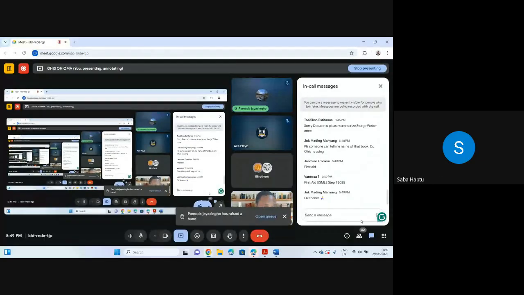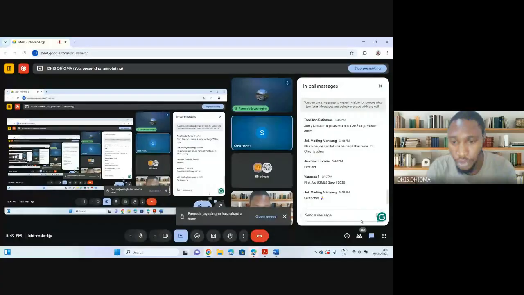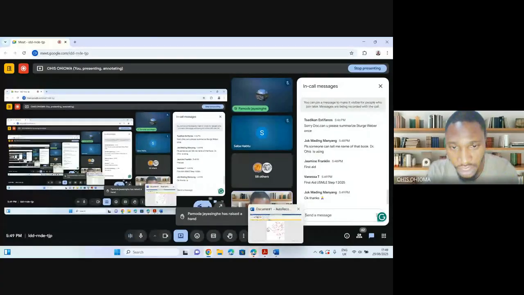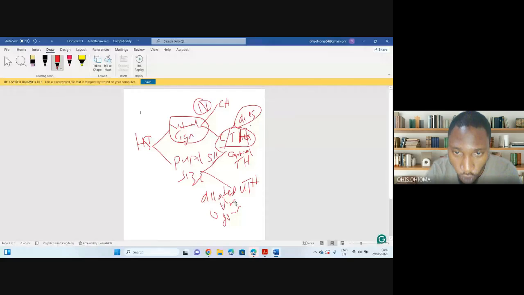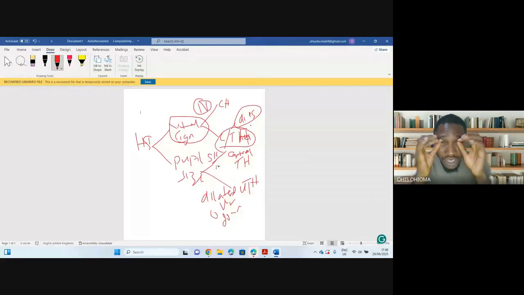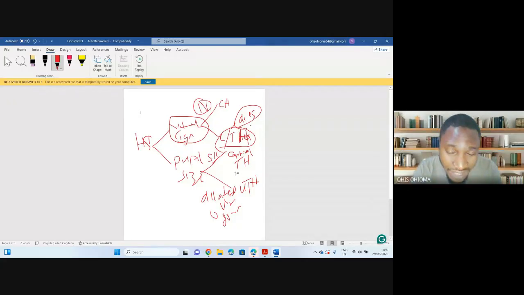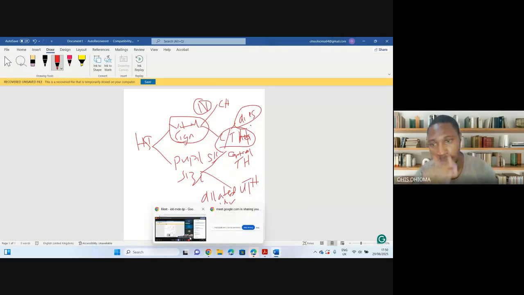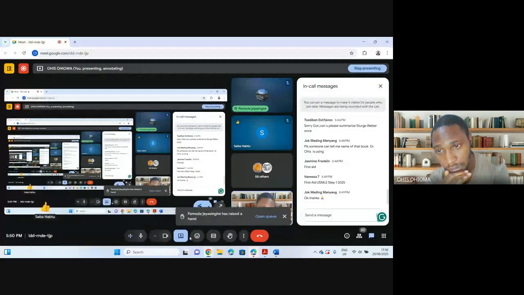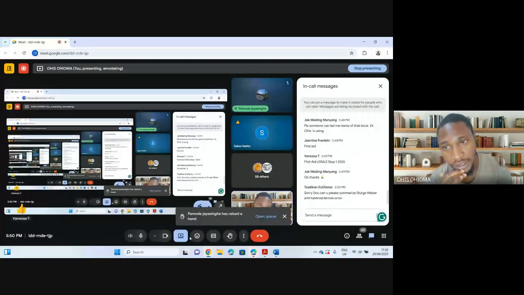Can you repeat the pupil size? Yeah, if the pupil size is small and irregular, that means, when you examine a patient with a herniation syndrome and they tell you the pupils are very small, meiosis, you'll be thinking of a central transtentorial herniation. But if the pupils are dilated, blown out, you'll be thinking of an uncal transtentorial herniation. That's what I'm trying to say. I don't know if that's clear. All right. Yes, thank you, sir.